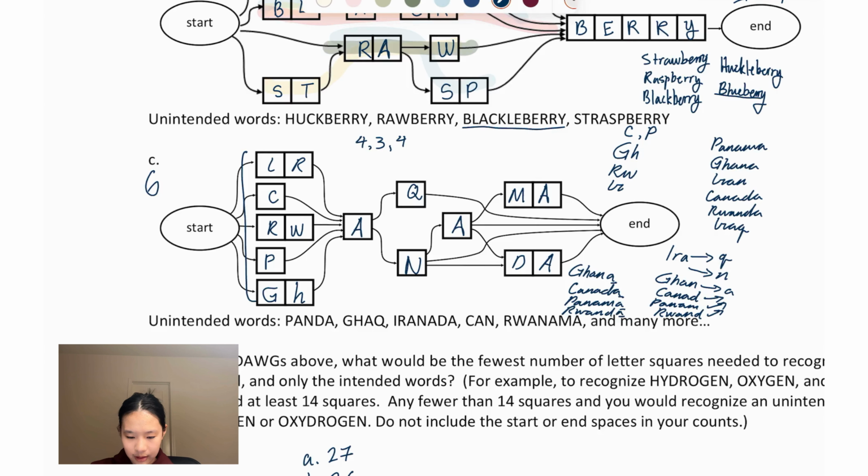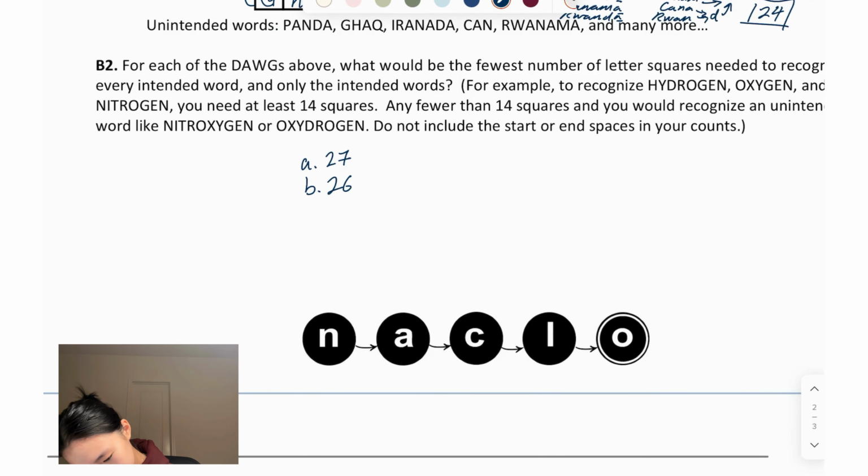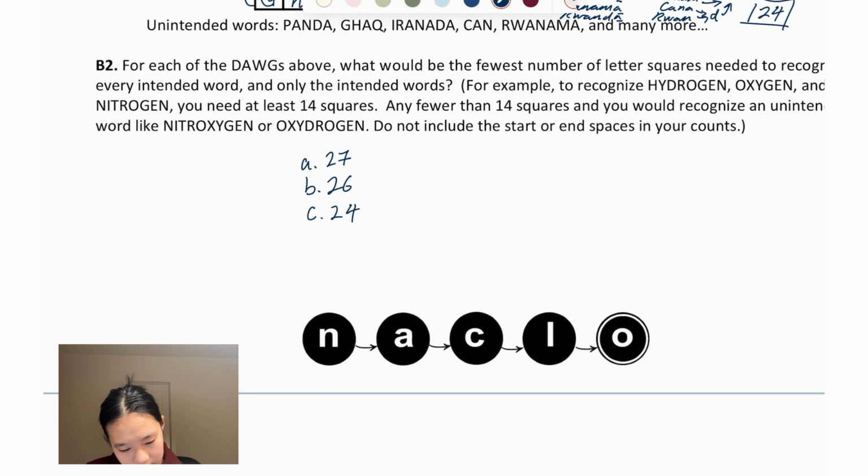And I think that for the Canada and the Rwanda, the D can overlap, because then that goes to the A, so then there's no more unintended words. And we manage to remove the D, which causes redundancy. So for this, we have 24 spaces. So part C, the minimum is 24.